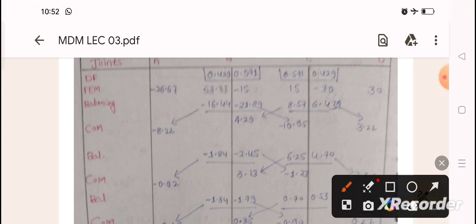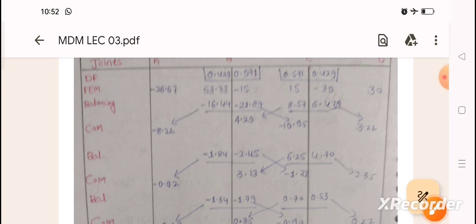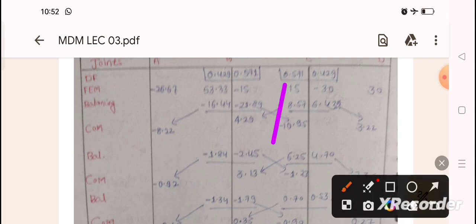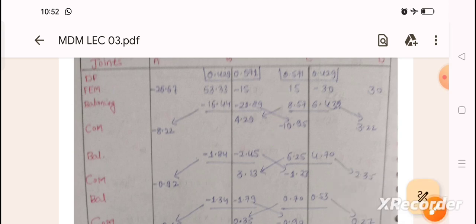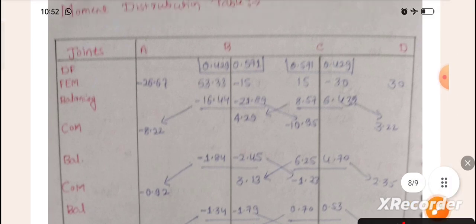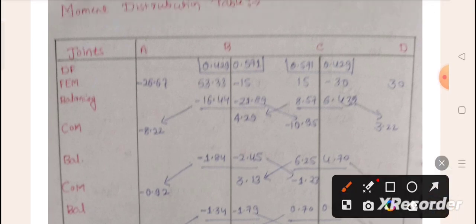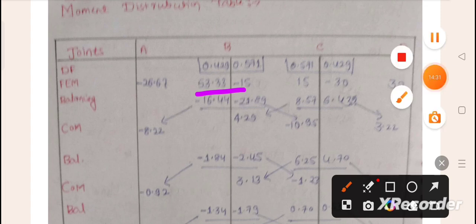Next part is balancing. How we are going to do this one? Same thing, this one is repetitive. So please, if you understand this part, the rest of the things is only repeated part. Try to take a note of this one. First, we have to add these two values: 53.33 minus 15.